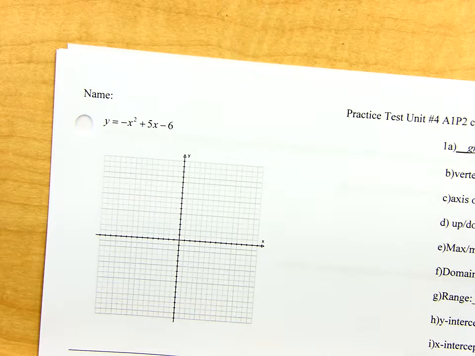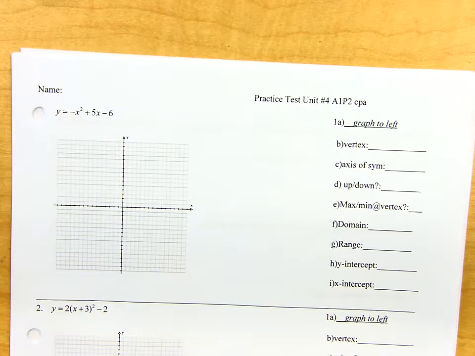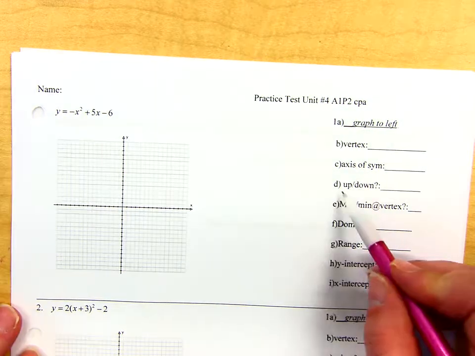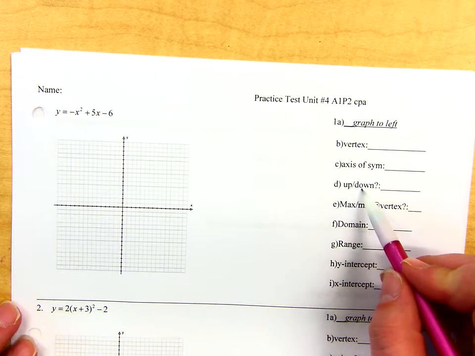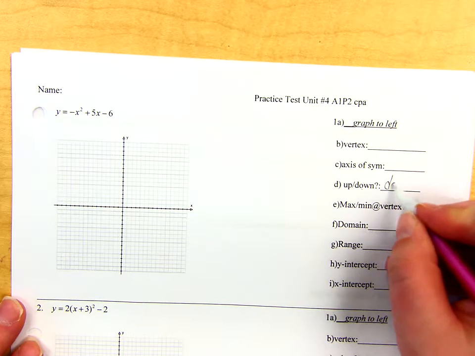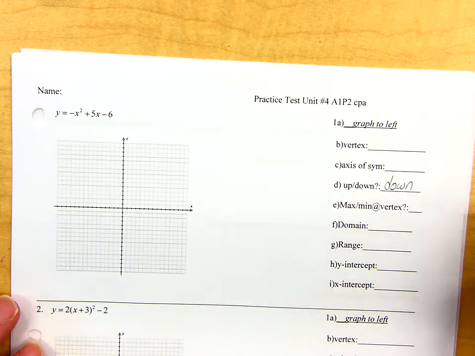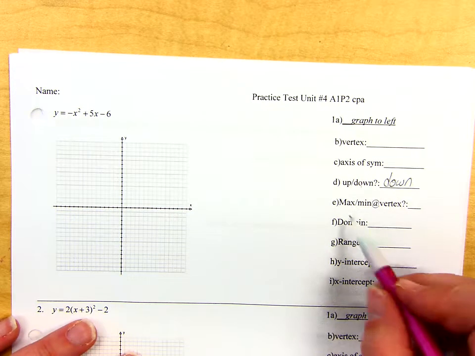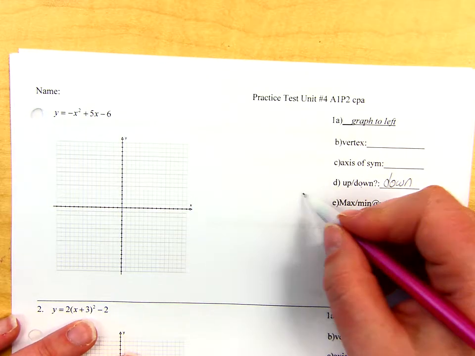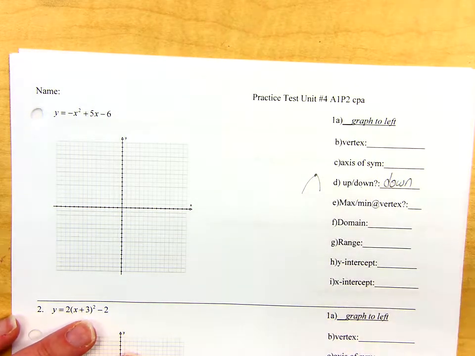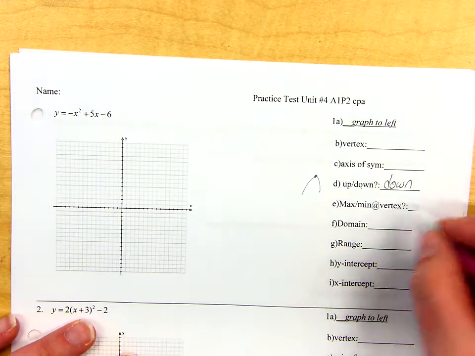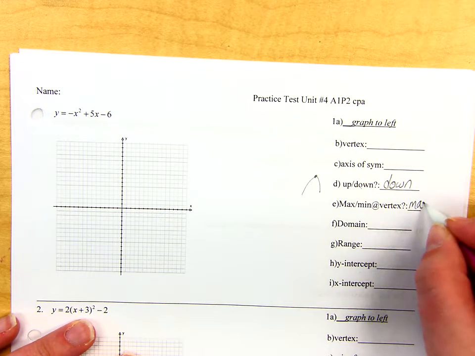So we are reviewing for our quadratic. When I answer ones of these, I can answer very easily. Like letter D. Is this thing going to be up or down? Down. It's supposed to be down. Now, if it's down, will my vertex be a maximum or a minimum? It will be a max.